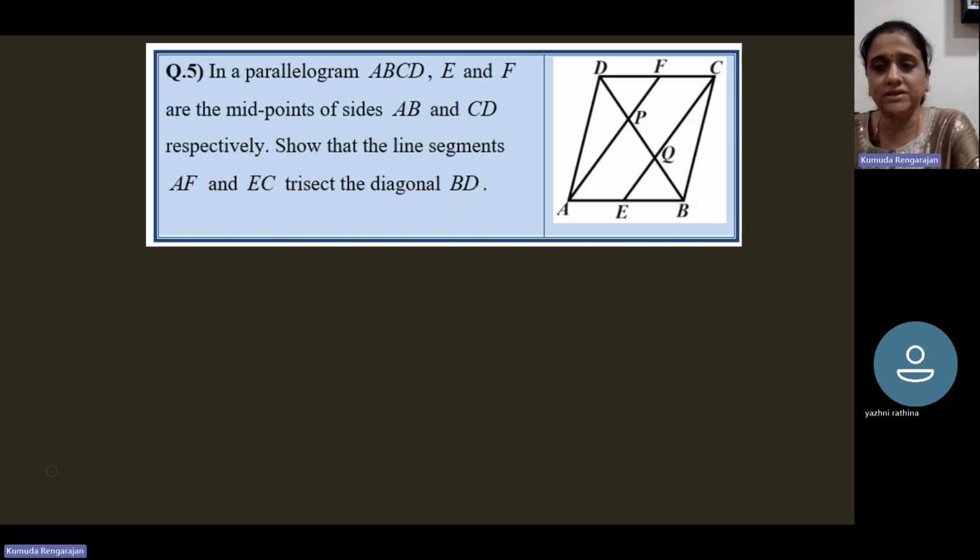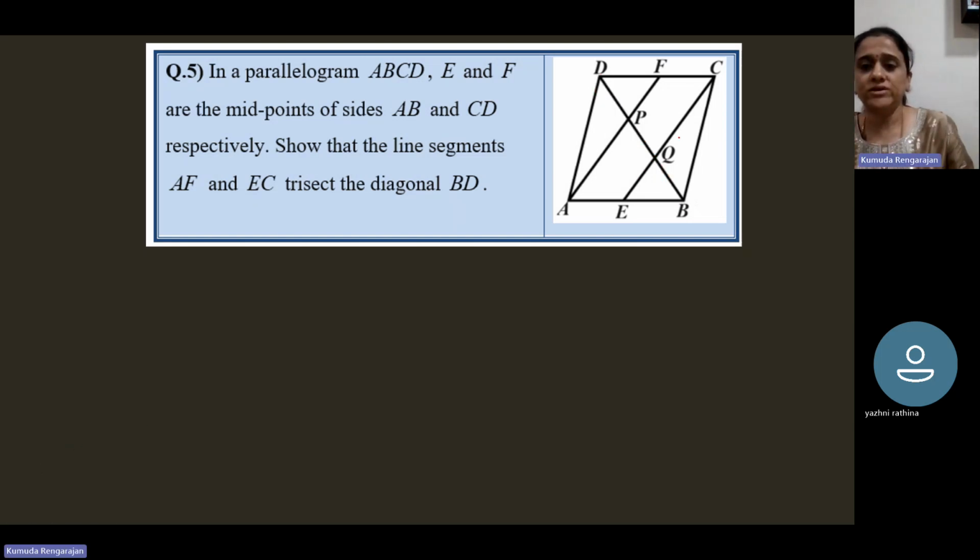This is the diagonal BD. You need to prove that the diagonal BD is trisected. And the 3 equal parts are DP, PQ, and BQ. You need to prove that DP is equal to PQ is equal to BQ or QB. Got it? Okay.